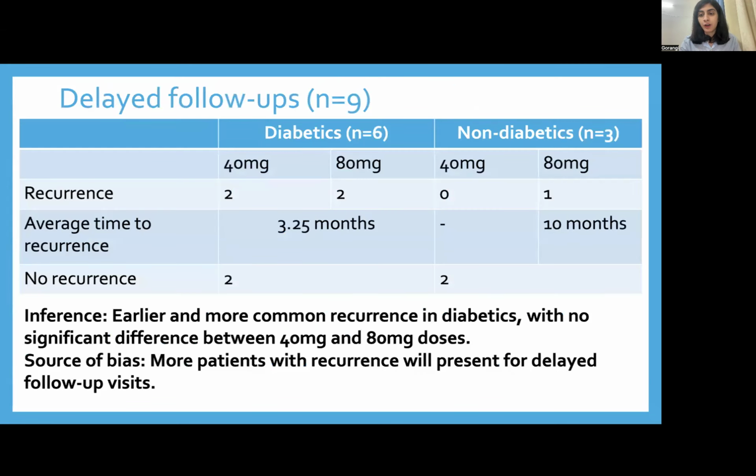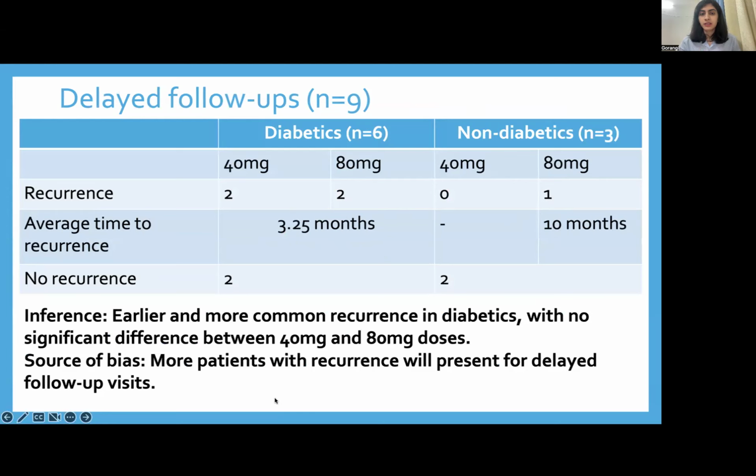We had delayed follow-ups beyond 3 months available for around 9 patients, out of which we had 4 diabetics with recurrence. And as you can see, the number was nearly equal in both 40 and 80 mg doses. And 1 patient eventually in the non-diabetic group with 80 mg injection reported recurrence after 10 months. And as you can see here, the diabetic group had an earlier recurrence with an average time to recurrence of 3.25 months.